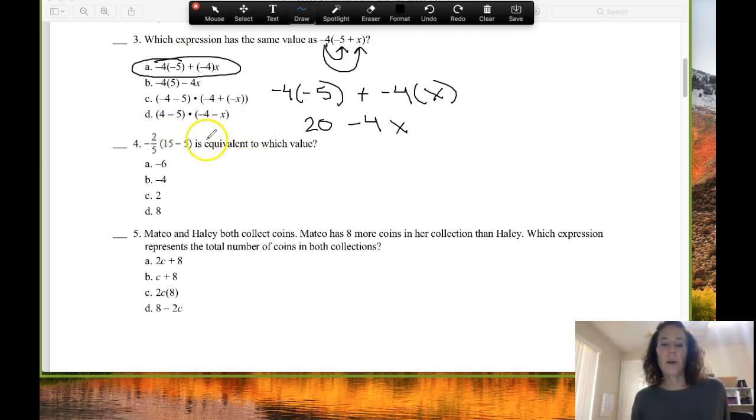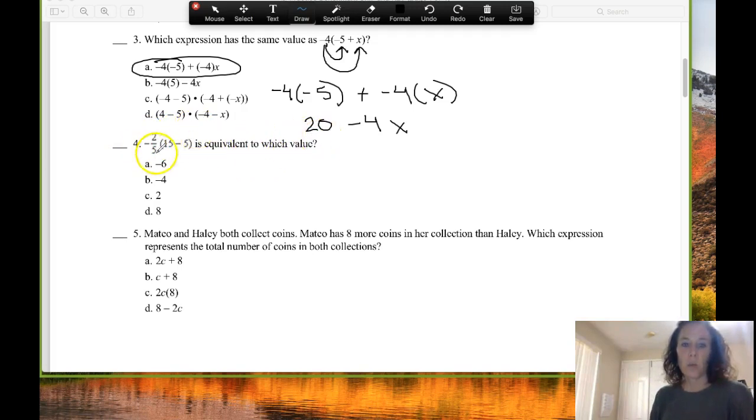All right, let's go ahead and find out the equivalent. This is equivalent to which value? So it looks to me like it does want me to finish this problem and simplify. So I'm going to go negative 2 over 5 times 15 minus 5. Now, this negative can go with the top or the bottom. I'm going to leave it here at the top. I'm going to go and distribute.